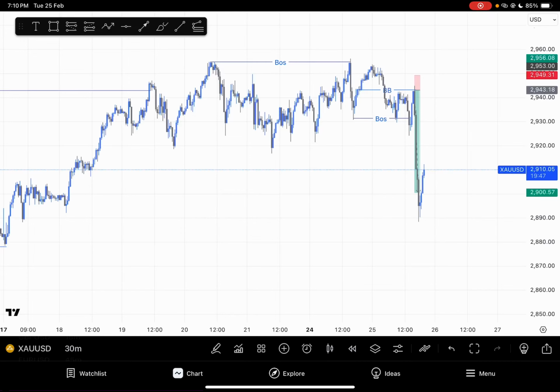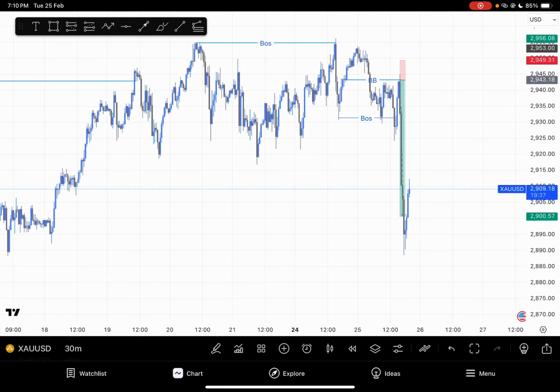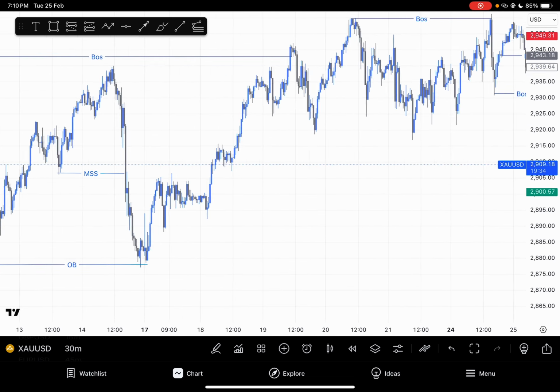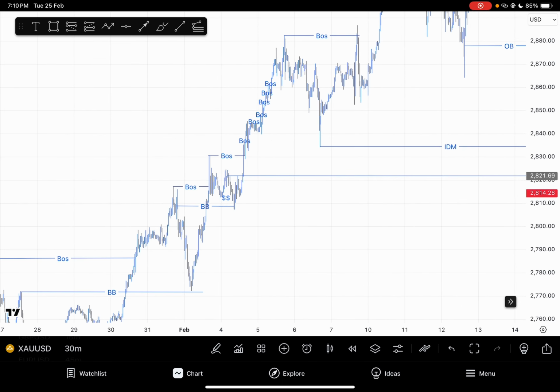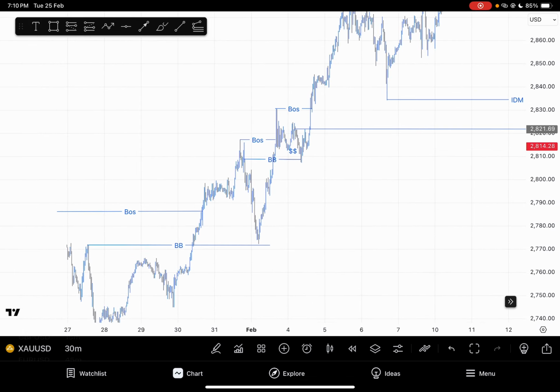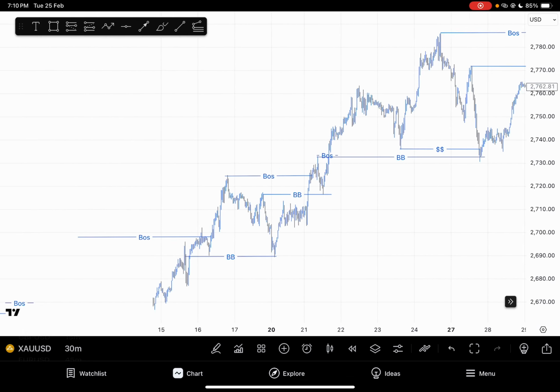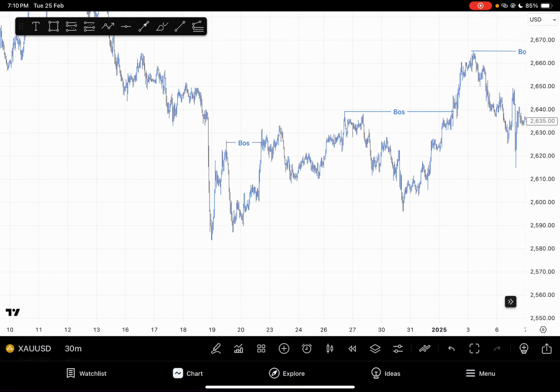Okay, good everyone. So on today's video, I'll be doing a quick analysis on how I was able to get this particular trade on XAUUSD. So from previous week, price has been creating multiple highs and multiple lows on gold. Price has been creating higher highs and higher lows, creating multiple break of structure on gold. So if you see on my chart, I already marked those break of structures out.